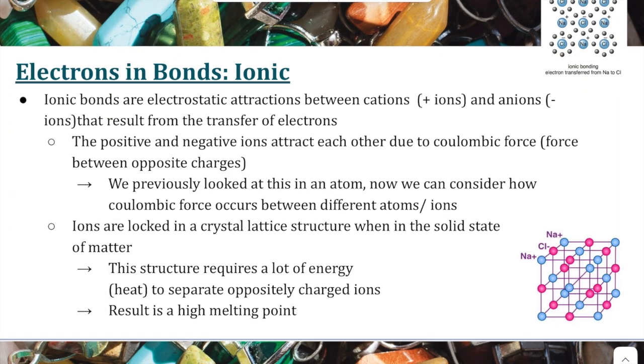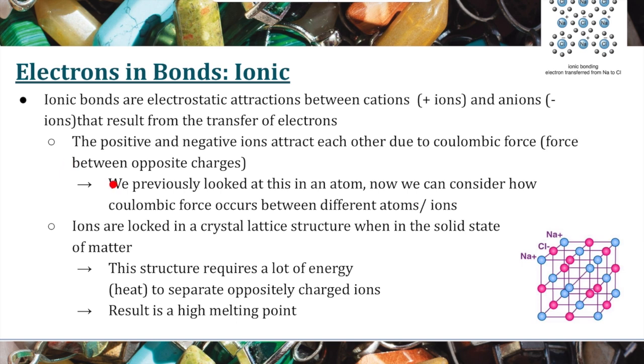So when we are looking at these, we want to focus on what's happening with our electrons in bonds. It's the electrons that are sharing or being transferred. And so if we can look at what specifically is happening with our electrons, that's going to help us understand why things are happening. So ionic bonds are electrostatic attractions between cations, so between positive ions and negative ions, that result from that transfer of electrons. So those positive and negative ions attract each other because of Coulombic force, that force between opposite charges.